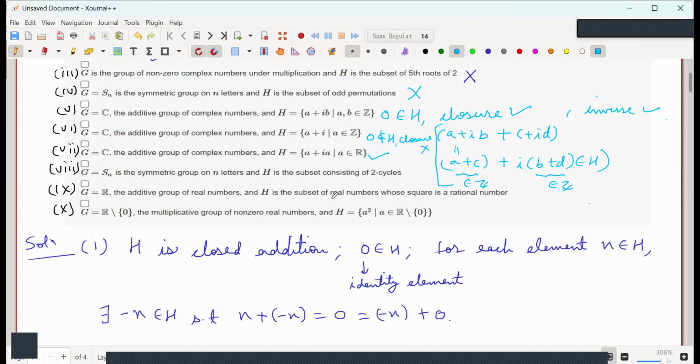Sn is the symmetric group on n letters, and H is the subset consisting of two cycles. So now you know what a two cycle is? A cycle of length 2. And an n cycle means a cycle of length n. It's a subset which contains all two cycles. So H contains exactly two cycles.